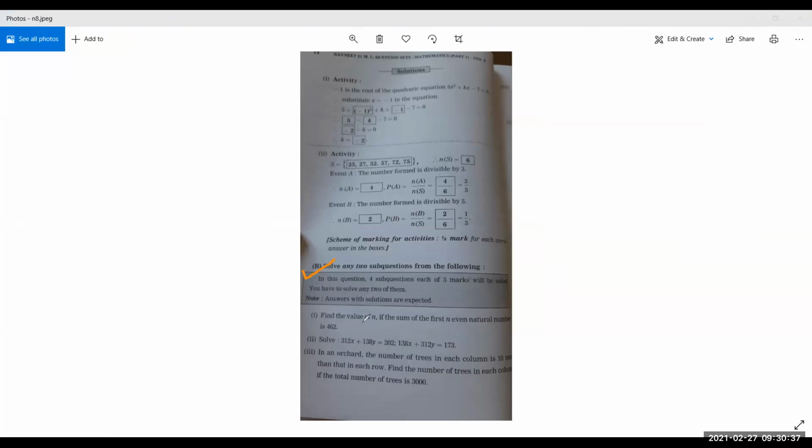So here, this question is for 3 marks. Means we have to solve this one. So find the value of n if the sum of the first n even natural numbers is given to us. Okay, so let's see what the marking scheme for this one will be. Again, definitely for writing the sample space, we are getting the first half marks.